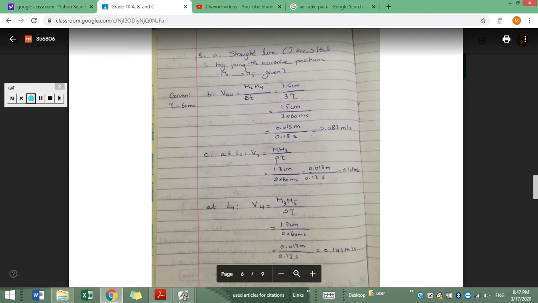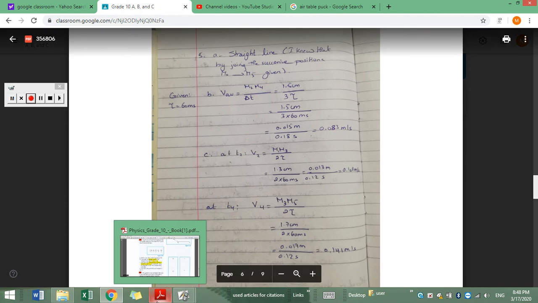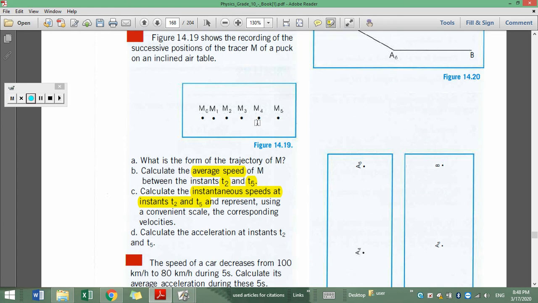فإذا هلا بتشوفوا انتو بالـ solution at T2 V2 is M1 M3, the one just before T2 and just after, over 2 tau. Using the ruler you measure M1 M3 1.3 cm over 2 tau يعني 120 second. Again from centimeter to meter we divide by 100 and from millisecond to second we divide by 1000 to get the speed, the instantaneous speed at T2, V2, 0.108 meter per second.